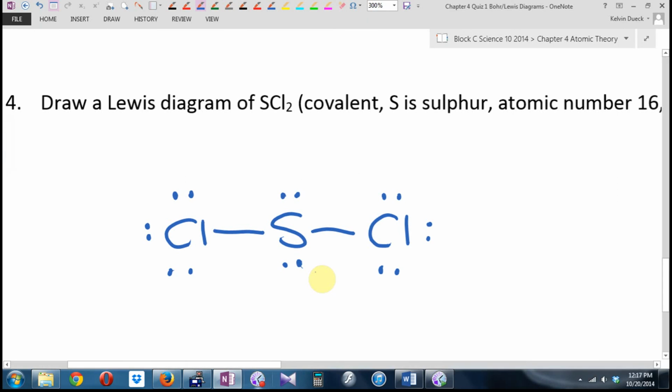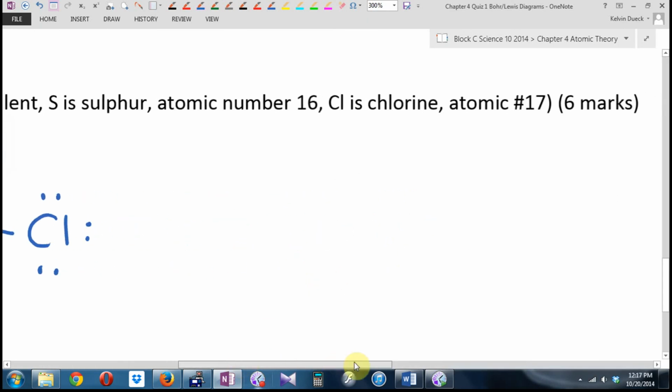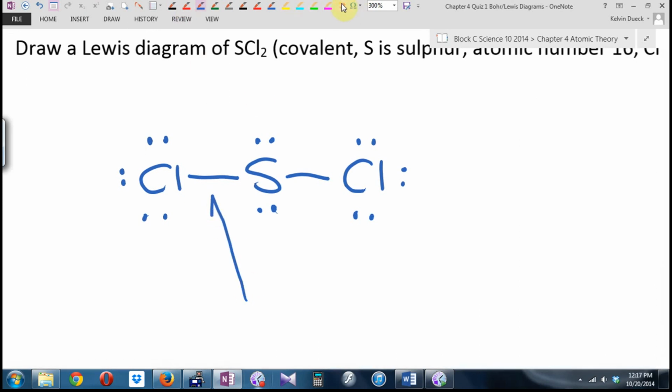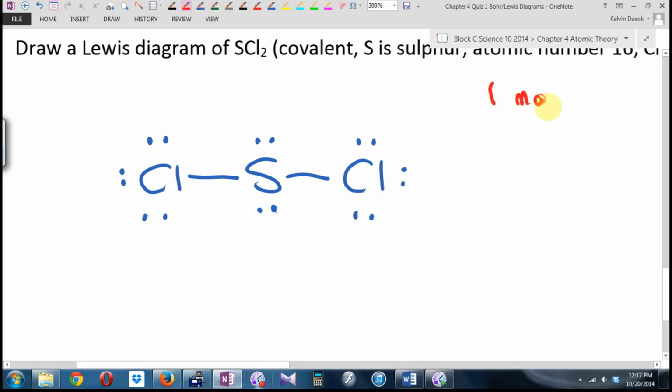So if you did that, you get, what did I make this one worth? 6 marks. Otherwise, I'd probably go something like this. I would give, change colors, Mr. Dueck, I would give you 1 mark for the symbols for all 3. I'd probably give you 1 for that, 1 for that.